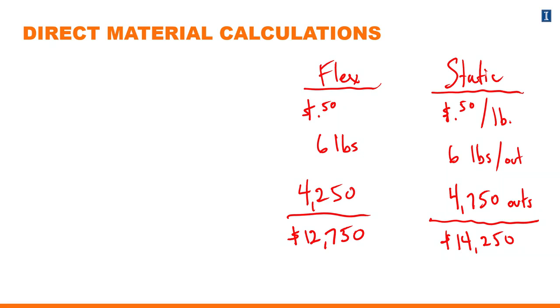By comparing the flexible column and the static column, we are focused on one single source of difference in the overall variance, and that is due to the level of production being different than originally planned. So now let's parse out further ones.